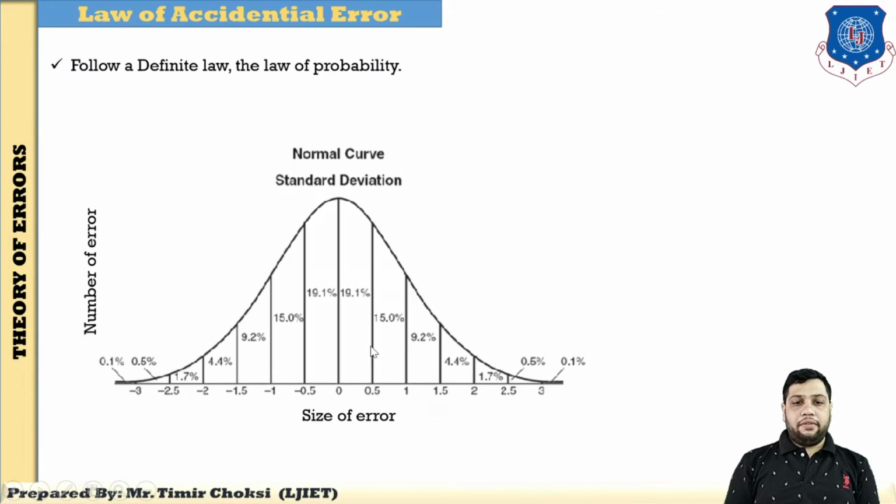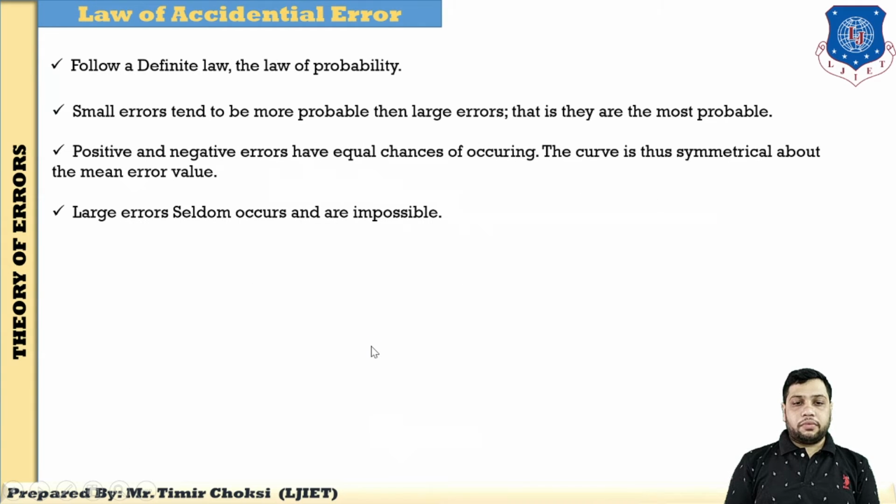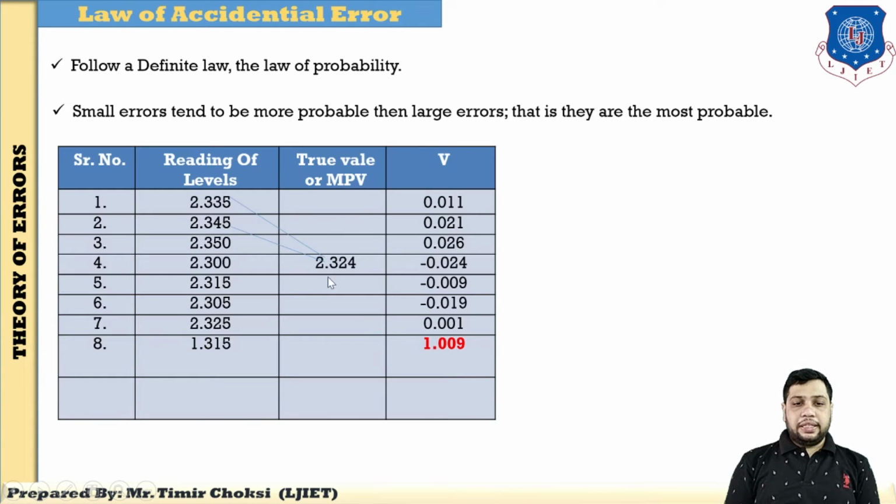I have taken one example here. Assume, student, that this is the true value and this is the observed value. So observed value minus true value is called the true error. But if this is considered as the most probable value, then observed value minus most probable value is the residual error.